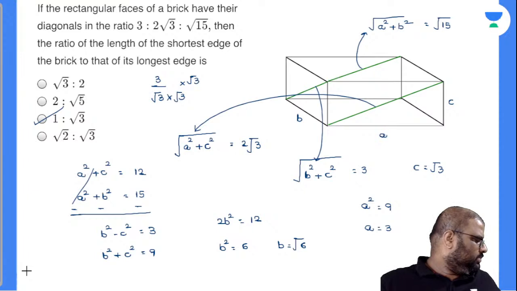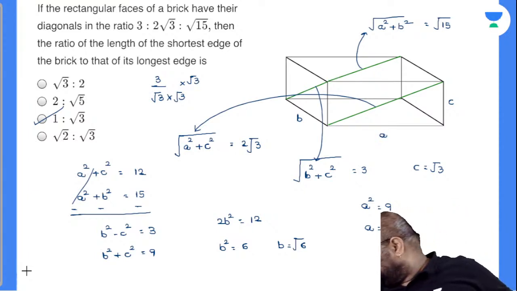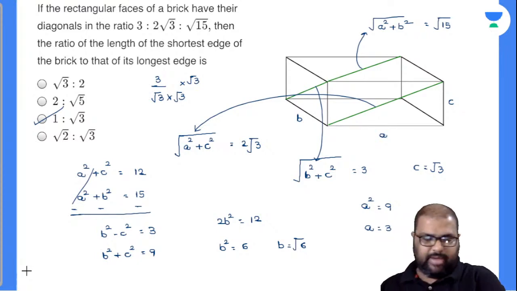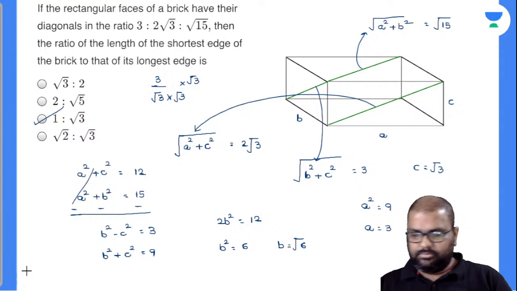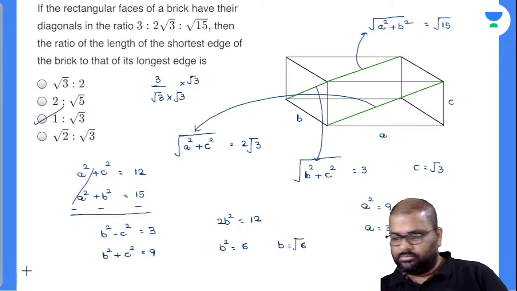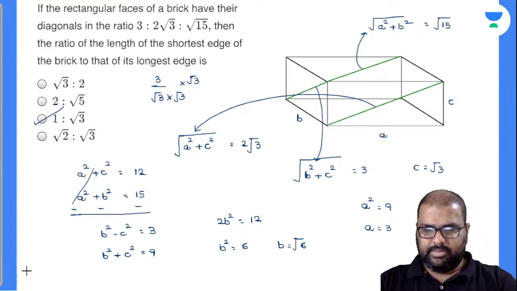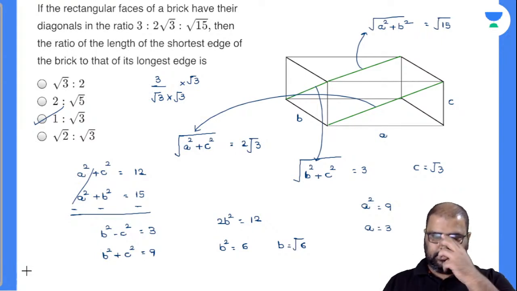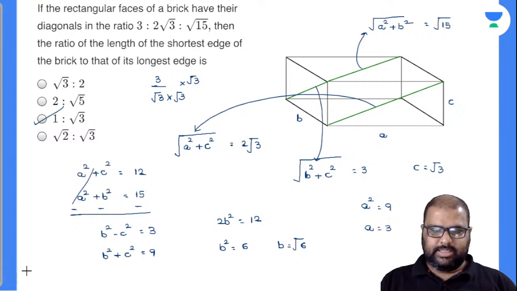Let's check once. One second here. We have done this question there. One more question also I have added here. Yes, A by C, we are right. 1 is to root 3. Shortest edge of the brick to longest edge, 1 is to root 3. We are right.